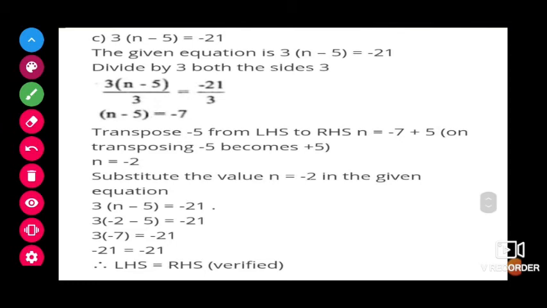3n minus 5 is equal to minus 21. First we will deal with the 3. Here multiplication by 3, if it goes to that side, becomes division by 3. Or else, by the balancing method, divide both sides by 3. Now we will get n minus 5 is equal to minus 7. Now minus 5 we have to send to that side. Minus 5, if I send to that side, becomes plus 5. So n is equal to minus 7 plus 5. We will get minus 2.